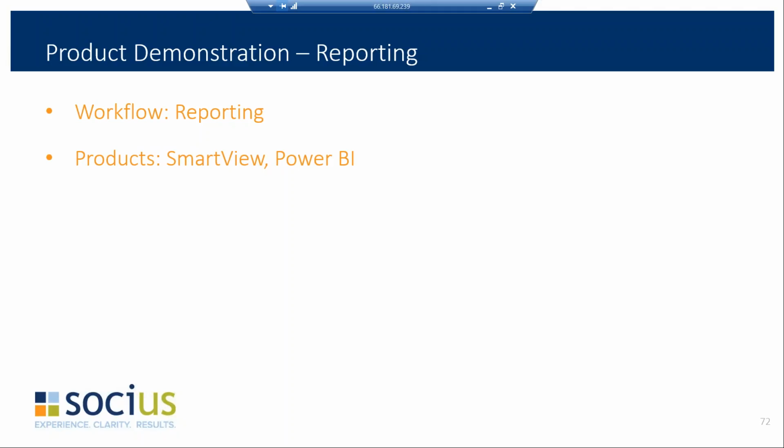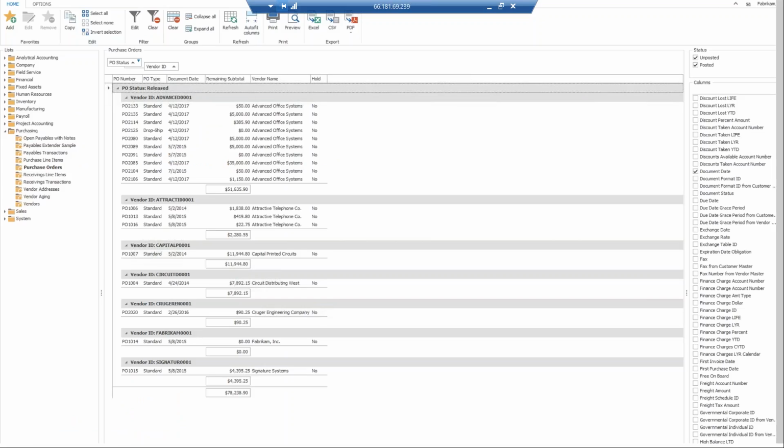So the first one I wanted to show you is what's called SmartView, and this is an ISV or third-party product from a company called E1, and it really acts as an enhanced SmartList tool.